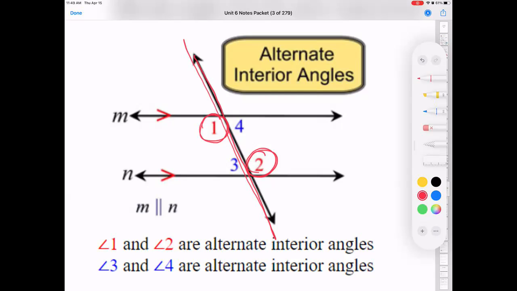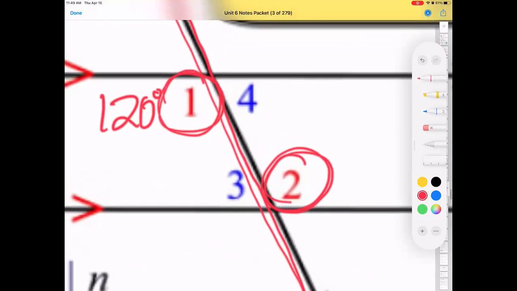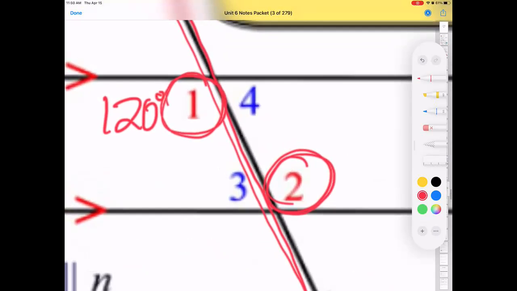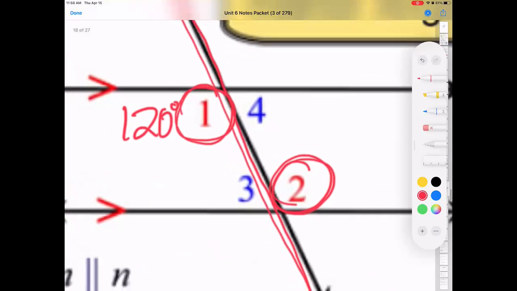So if I said angle 1 was 120 degrees, angle 2 is an alternate interior angle. It's on the opposite side of your transversal, and it's also inside your parallel lines. So alternate interior angles are always going to be the same. So angle 2 would also be 120. That's why they're in red. Those are going to be the exact same.